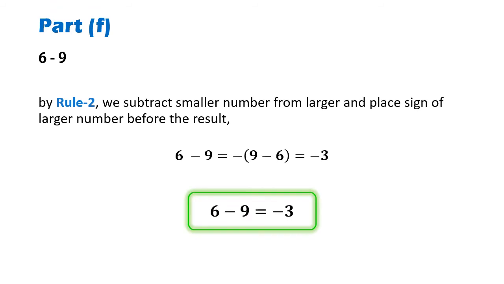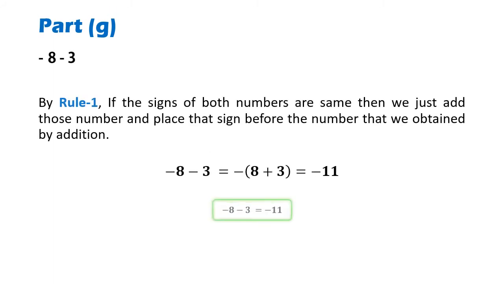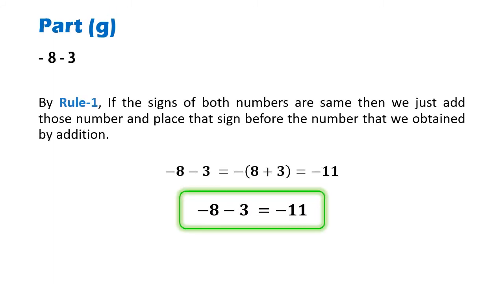Part F, 6 - 9. By Rule 2, we subtract smaller number from larger and place sign of larger number before the result. So we have 6 - 9 = -3. Part G, -8 - 3. By Rule 1, if the signs of both numbers are same, then we just add those numbers and place that sign before the number that we obtained by addition. -8 - 3 = -11.